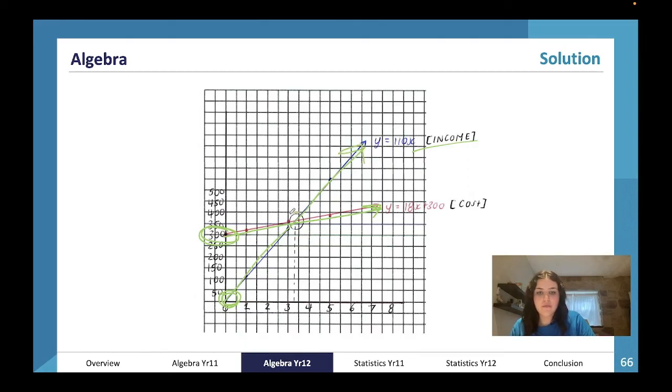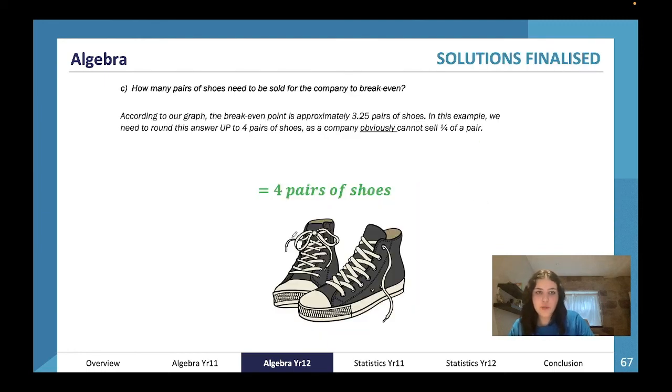Now we can find our break-even point in here, which is a little hard to see, but it's about 3.5. You can't sell 3.5 or 3.25 pairs of shoes. You need to round up so that it's 4 pairs of shoes that need to be sold for the company to break even.